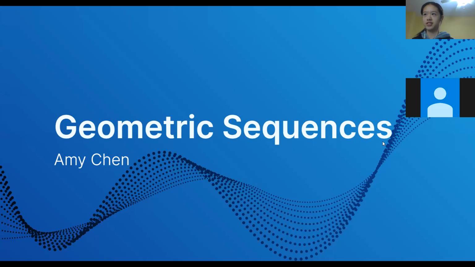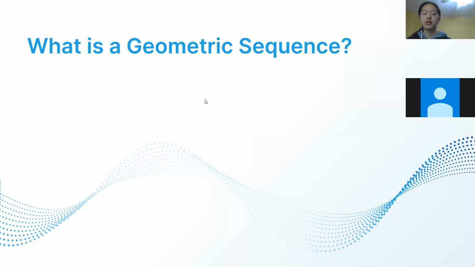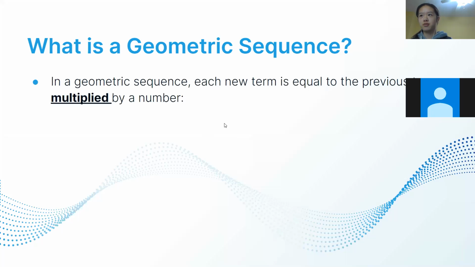Okay, so as you can see, this week we're gonna be learning about geometric sequences, which is sort of like the counterpart of arithmetic sequences, which hopefully you still remember from before the break. So what exactly is a geometric sequence? In a geometric sequence, each new term is equal to the previous term multiplied by a number. You may remember that in an arithmetic sequence, each new term is equal to the previous term plus a number. Well, in a geometric sequence, we use multiplication.